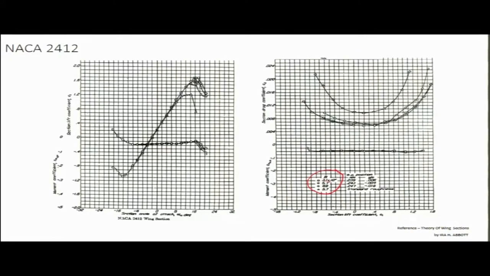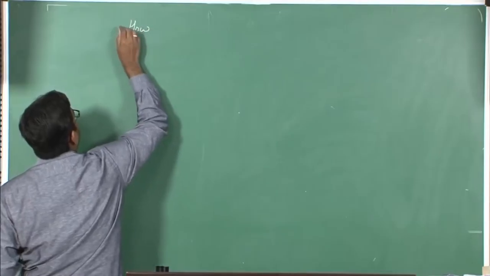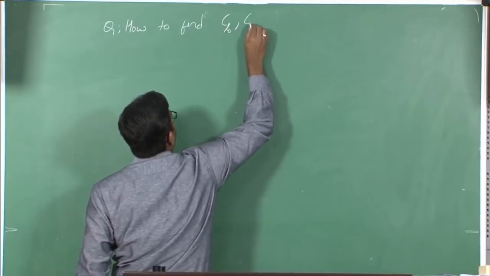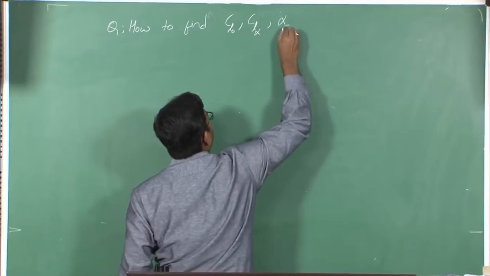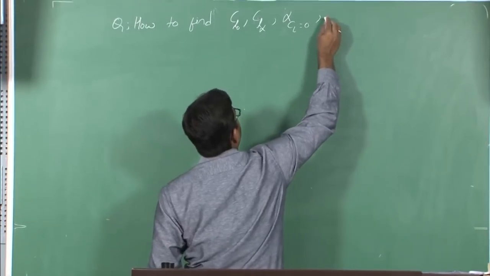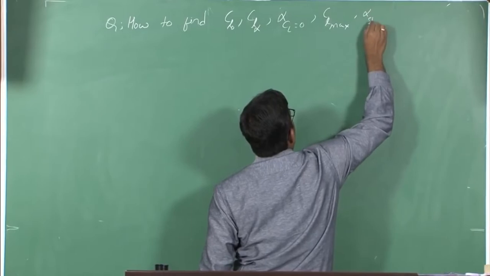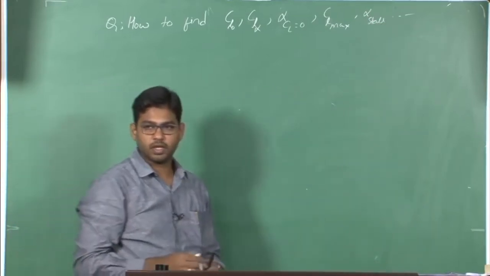Now here let us consider any one of these Reynolds numbers, say 3 million Reynolds number here in the first. So, the corresponding marker here is the circle. So, we need to follow the circle data to achieve the corresponding characteristics at 3 million Reynolds number, right. So, now the question is how to find CL naught, CL alpha, alpha max, alpha stall, CL max, alpha at which CL is 0. How to find CL naught of airfoil, CL alpha of airfoil and alpha at which CL is 0 and CL max of airfoil and alpha stall and so on, right. So, given the data, let us see how to get these parameters.